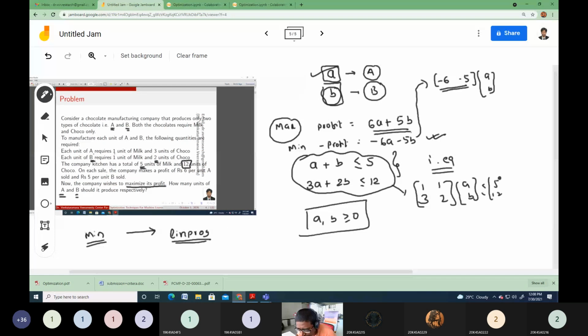See, 1 into A plus 1 into B, A plus B less than or equal to 5. This one. 3 into A, 3A plus 2B less than or equal to 12. Sorry, it is a 5, it is a 12. So I am just forming these equations into matrix form. Now I want to call it the coefficient matrix A for the inequality constraint. And this is the constant matrix, which is represented with a B for the inequality. You can give any variable name. So this is a constant matrix and this is a coefficient matrix, which you have to develop separately.